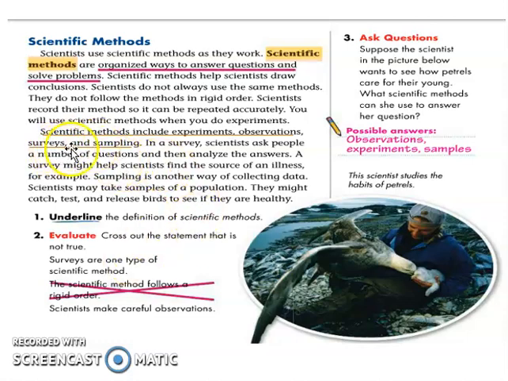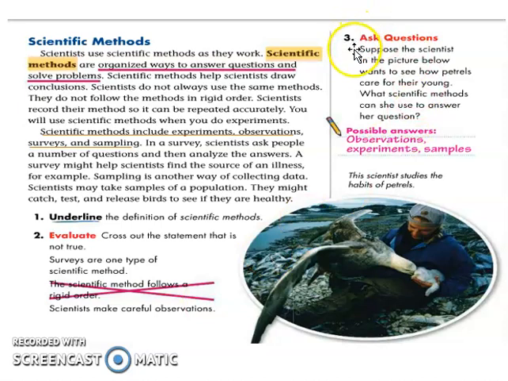As I mentioned a while ago, survey is a method of asking questions. Now, the scientific method follows a rigid order. Is it true or false? It's false. That's why I cross it out. Why? It says here, scientists do not always use the same methods. They do not follow the methods in rigid order. Scientists make careful observation. Yes, that is true.